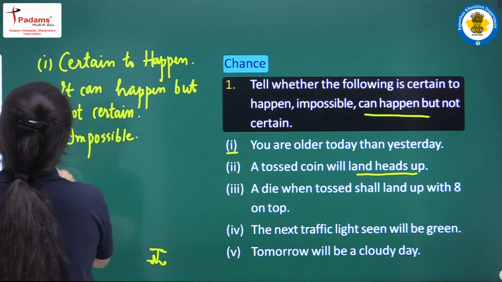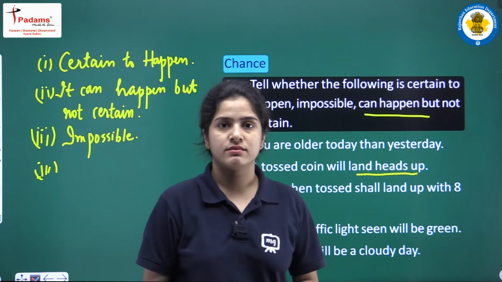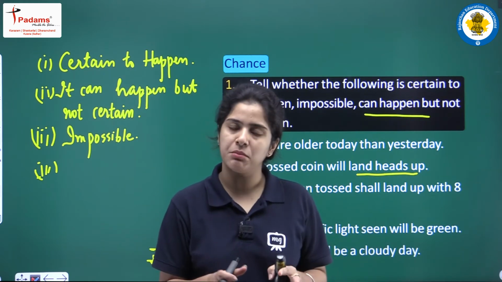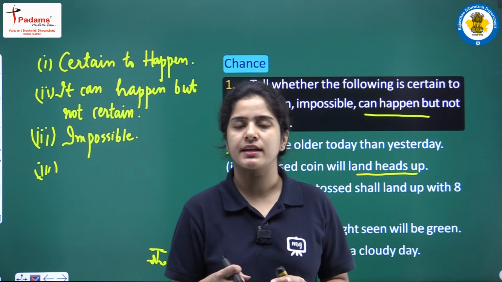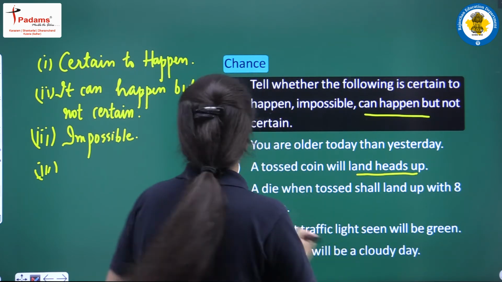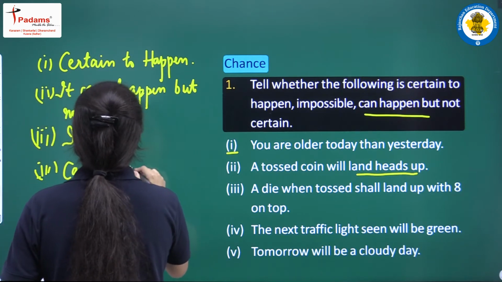Now students, the fourth statement: the next traffic light will be green. Is this sure? No students, it can happen but we are not sure that the next traffic light will be green. It can be orange and it can be red. So it can happen but is not sure.